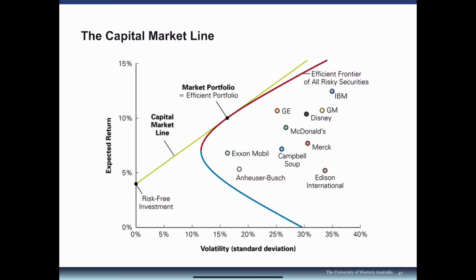So here, the green line is the capital market line, and it illustrates a relationship between expected return and volatility for a portfolio. Now we come back to where we started in week 10: along the capital market line, there is a linear relationship between risk and return, where risk is measured by the standard deviation, and return is just return over here, because they are linear, right?